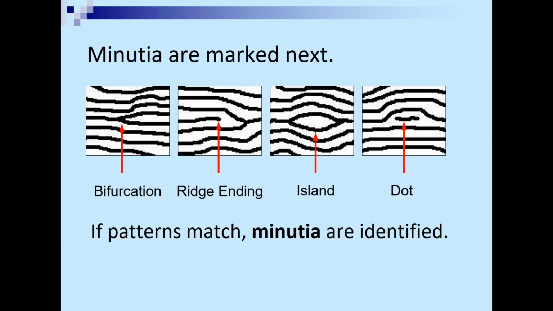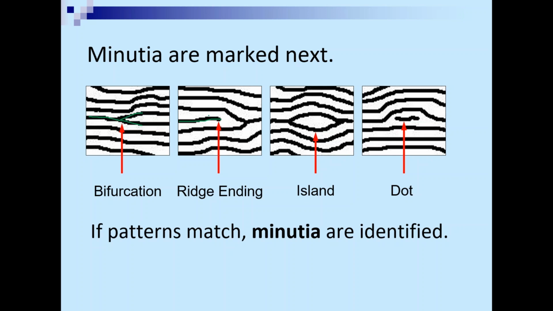Once a print is categorized into just the general pattern of those 3 categories, then the forensic scientist or the software will look for minutia, and that's the details of the ridges. When you have a ridge or a line, it can really do only 2 things. The ridge can split into 2, or the ridge can end. That's it, or it can just continue.